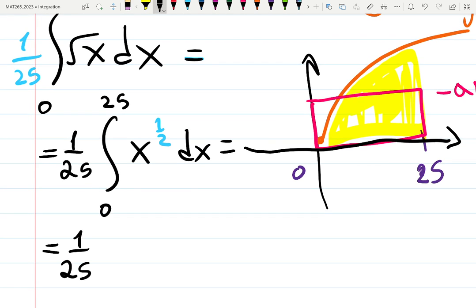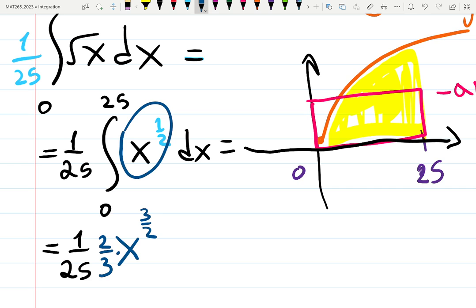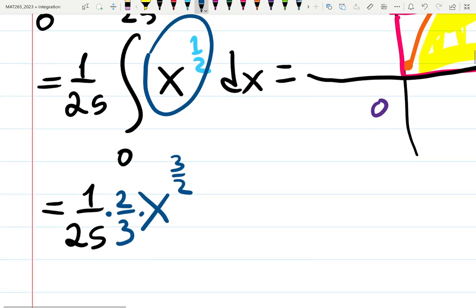1 over 25. And then I need to find the antiderivative of x to the 1/2. What does the power rule tell me? x to the 3 over 2, divided by 3 over 2, or multiply by 2/3. Like so. Oh, you don't have to put brackets like this. Before I move on, let me ask you, do you know how I got this?